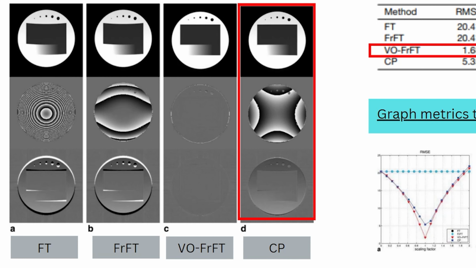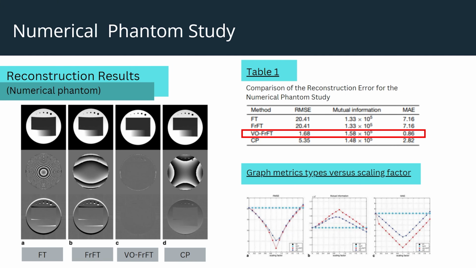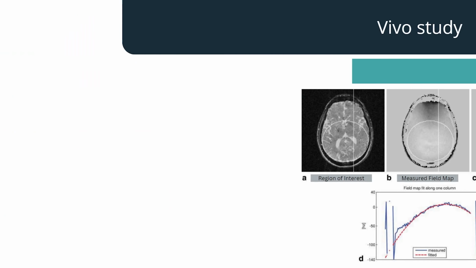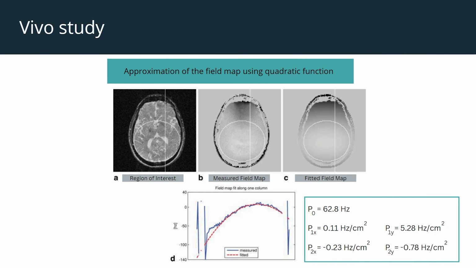And D is the conjugate phase reconstruction. In conclusion of the study, VOFIFT is the most diluted image caused by the low error in RMSE and MAE parameters due to the penalization effect, consequently making this method the best in reconstruction regarding the numerical phantom study. Another evidence is from the 3 graphs below here, which show us the VOFIFT method has the best trend out of all methods here. Next, we will go to the in vivo study.